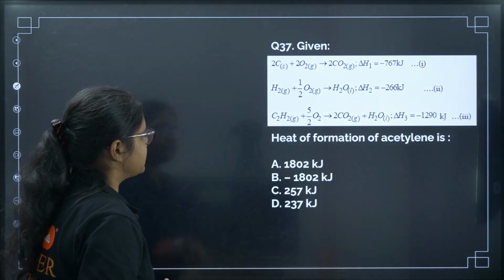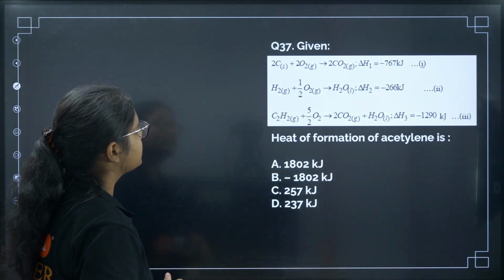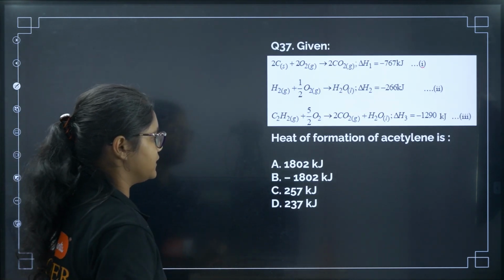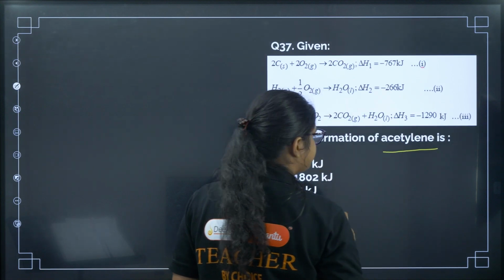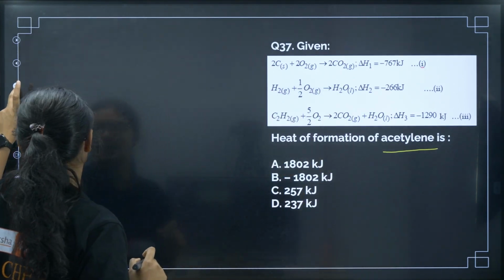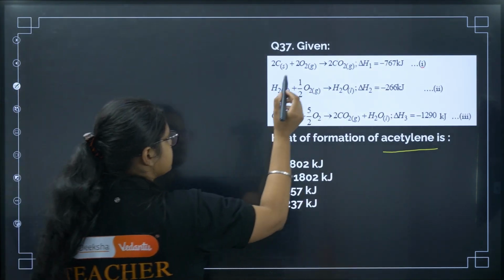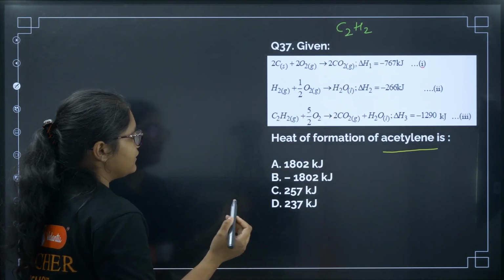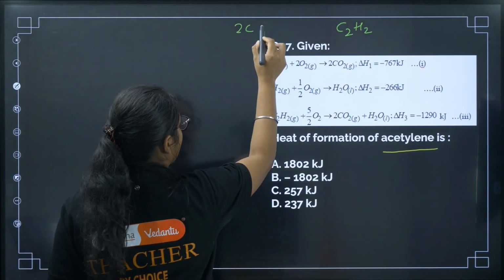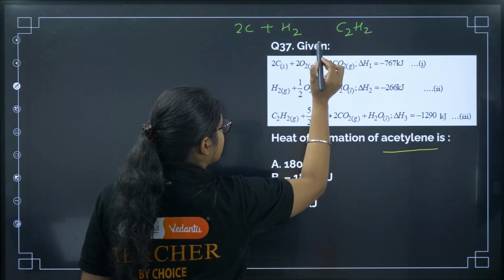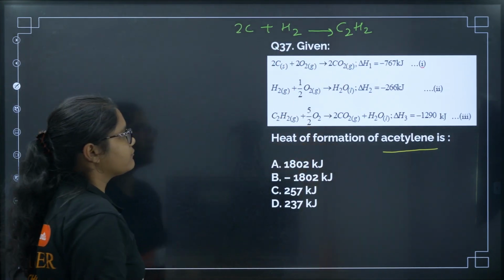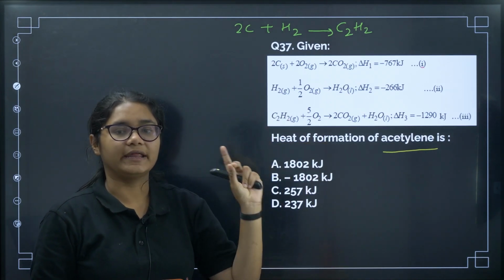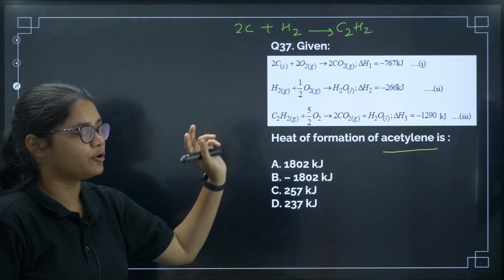Now let us see the next question. We have been given the heats of reactions, and we have to calculate the heat of formation of acetylene. If you want to calculate the formation of acetylene, first you should write the required reaction. So the required reaction is we want to form C2H2, right? For that we need 2 carbons and 1 H2, that will give you C2H2. You must remember the elements must be in their native state, and 1 mole of the product should form.